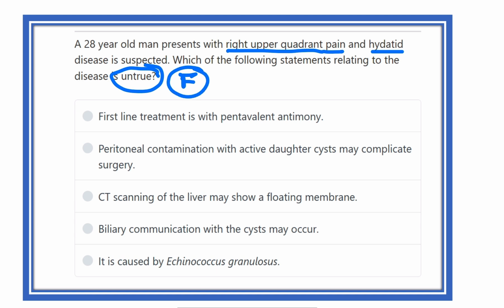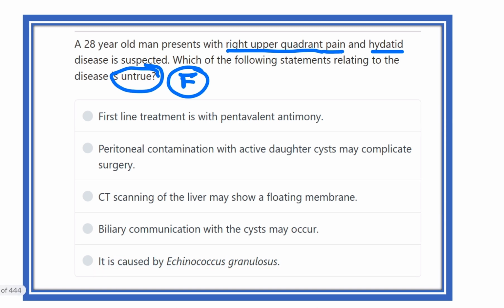Here are the options. First option, first line treatment with pentavalent antimony. Peritoneal contamination with active daughter cyst may complicate during the surgery. CT scanning of the liver may show a floating membrane. Biliary communication with cyst may occur. It is caused by Echinococcus granulosus. So what may be the answering option?